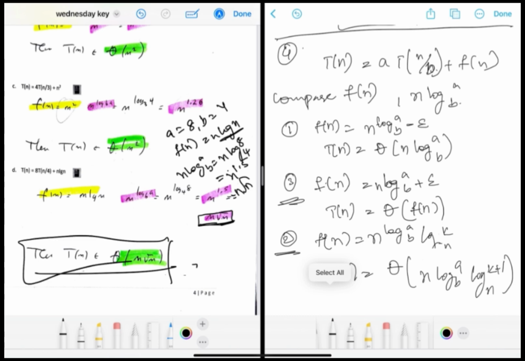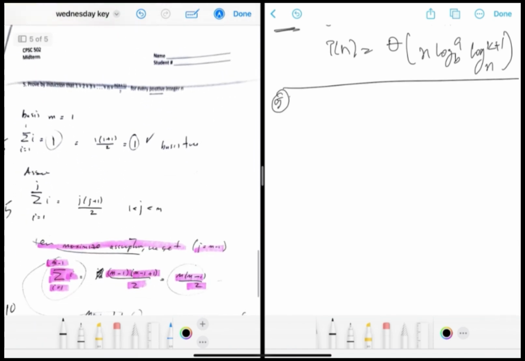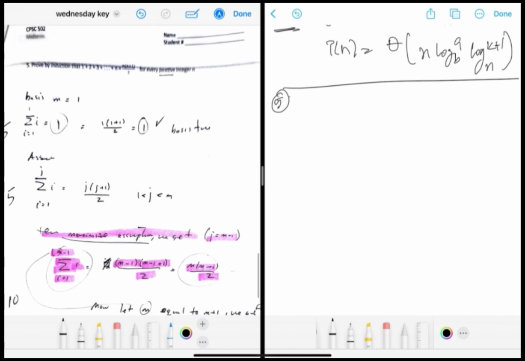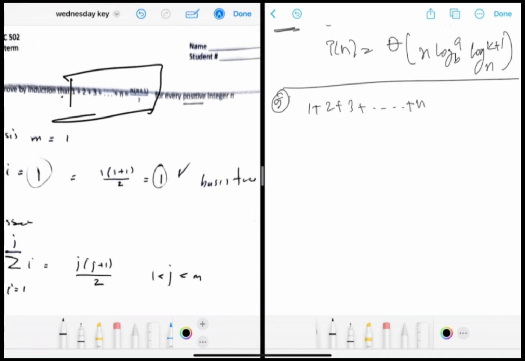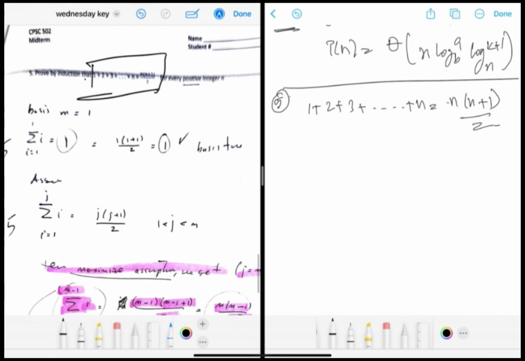And that is all for the fourth question. Then next we move on to the fifth question. The fifth question is proof by induction of the sum of the first n natural numbers: the sum is equal to n into n plus 1 by 2. So we have to prove this by induction. If we are proving by induction, the main steps in that are the base case, the assumption, and the proof. So first of all, we'll go with the base case.